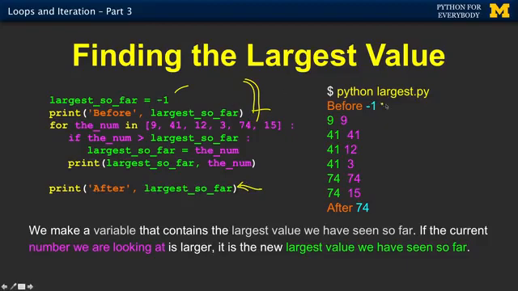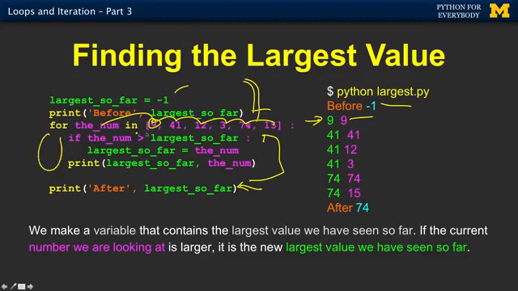Then we print it out. So before the loop, largest_so_far is -1. Then we have an iteration variable, num, that is going to go through successively 9, 41, 12, 3, 74, 15, running this block of code 6 times, once for each of those numbers. We ask, if the number we're looking at, in this first case 9, is greater than the largest so far, then largest_so_far becomes the number we just looked at, because it's bigger than the one we saw before. So largest_so_far is the largest up to this point. Then we print out for each iteration the largest so far. The first time we get 9, and the largest we've seen so far is 9 because that's the first one we saw.